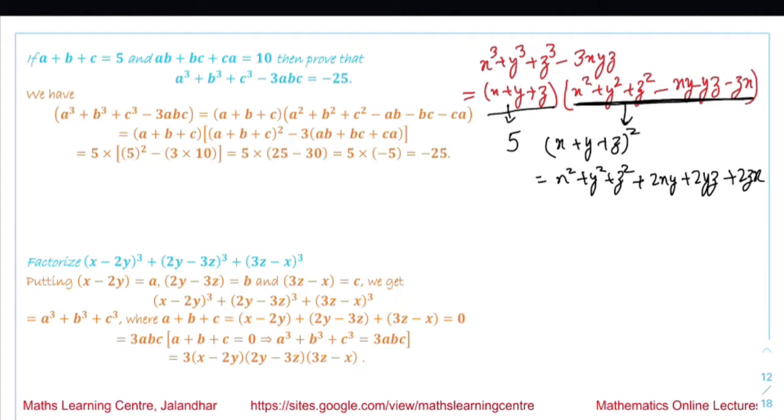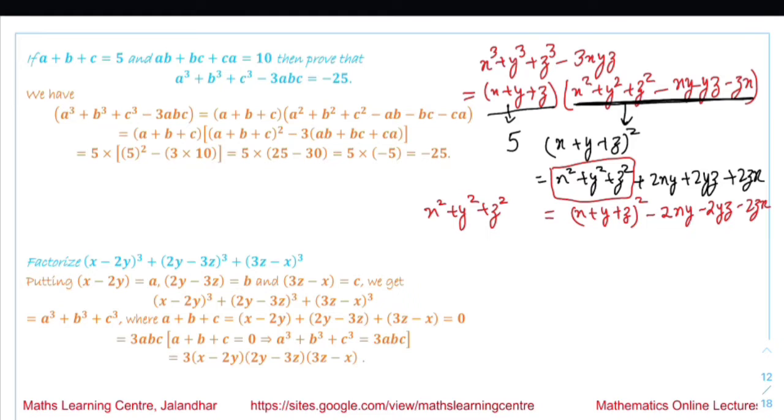Now, we can subtract, as we are trying to find the value of this term. So what we get is x square plus y square plus z square is equal to (x plus y plus z) whole square minus 2xy minus 2yz minus 2zx. So for x plus y plus z we have the value, a plus b plus c is 5. We take 2 common and we are left with xy plus yz plus zx.